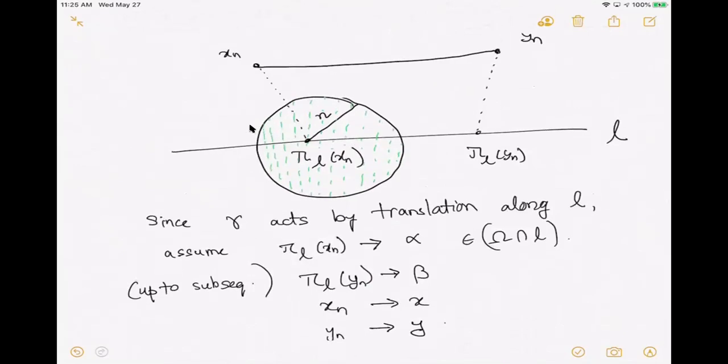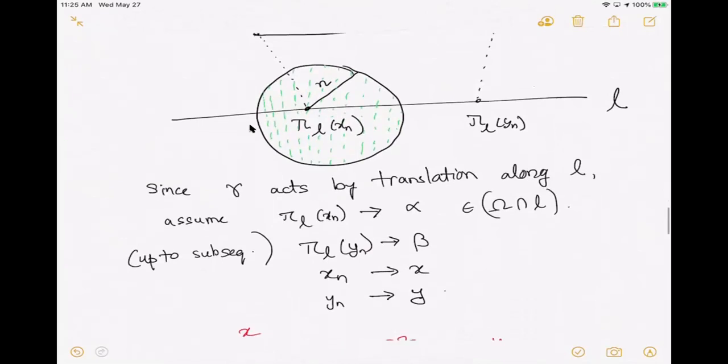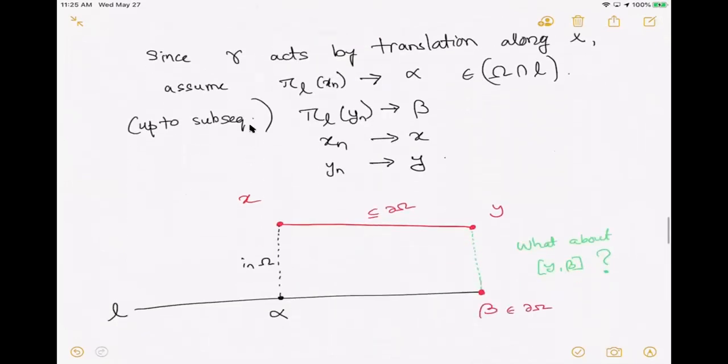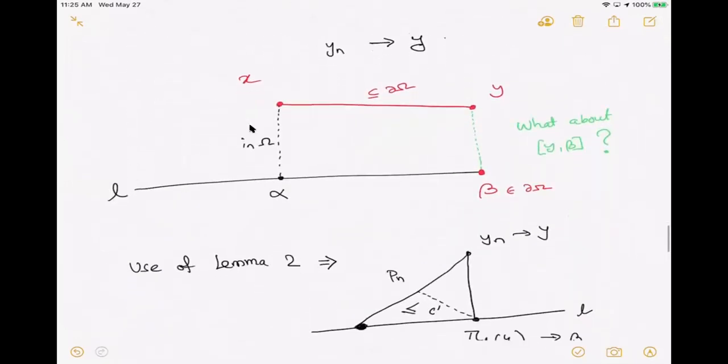and assume that pi_L(xn) converges to alpha. In fact, translating this entire picture using those powers of gamma and passing to a subsequence, we can assume that pi_L(yn) converges to beta, xn converges to x, and yn converges to y. And now we will analyze the configuration of the points alpha, beta, x, and y. And this is what that configuration looks like.